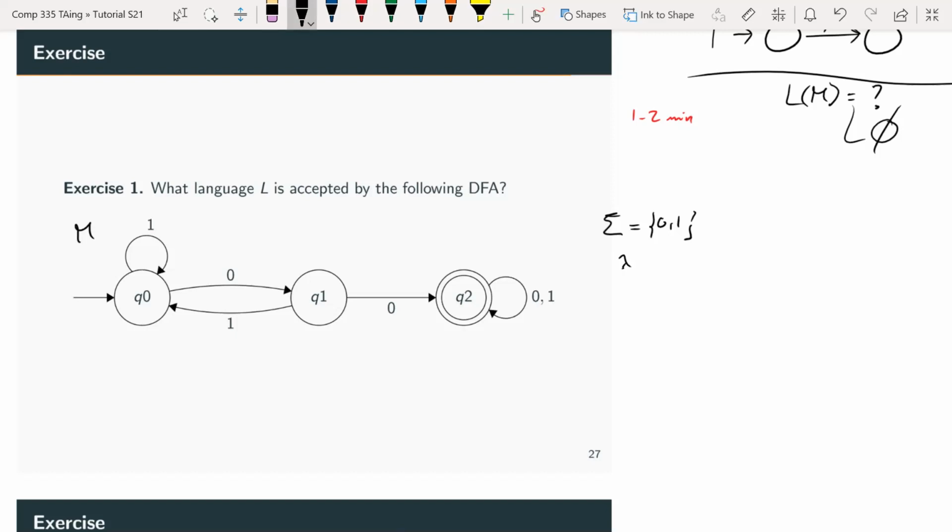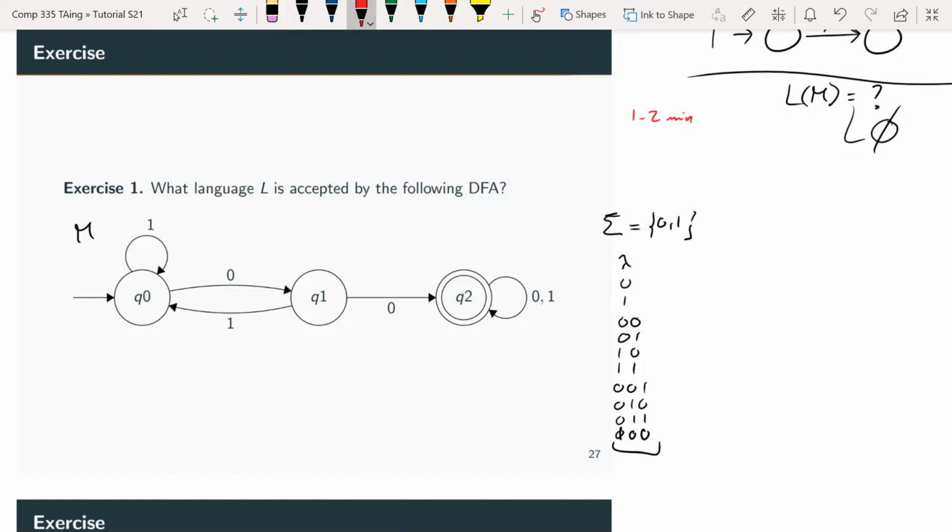So I can start with lambda, 0, 1, 00, 01, 10, 11, 001, 010, 011, 0100, and that's probably going to be enough.